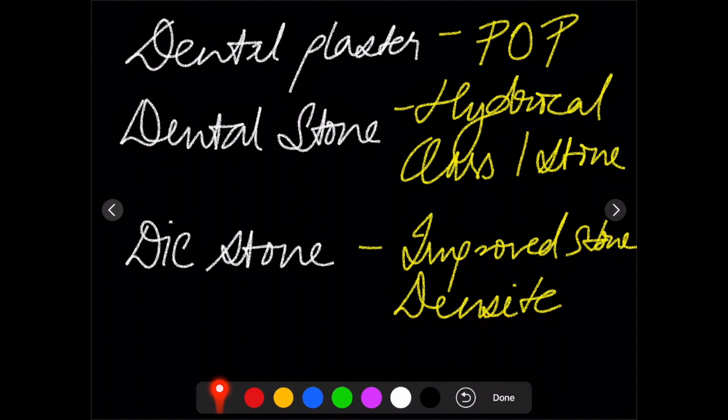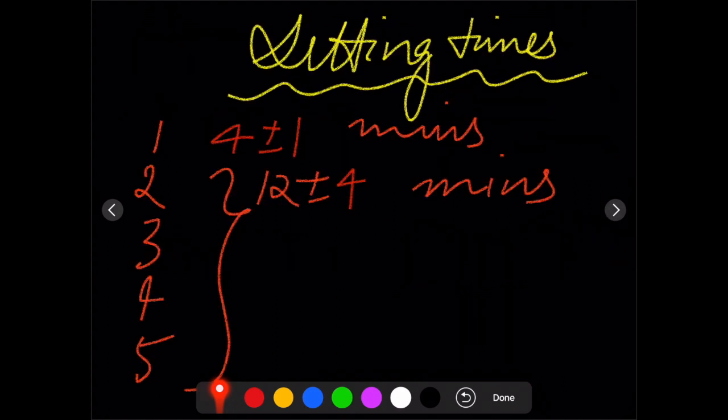Okay. So now, discussing the properties of these different materials, the setting time of type 1 gypsum product is 5 minutes, which is impression plaster. And the reason is quite obvious. You can't have an impression material that takes too long to set. And coming to the others, the second, the third, the fourth, and the fifth have 12 plus or minus 4 minutes, which would be either 16 or 8 minutes.